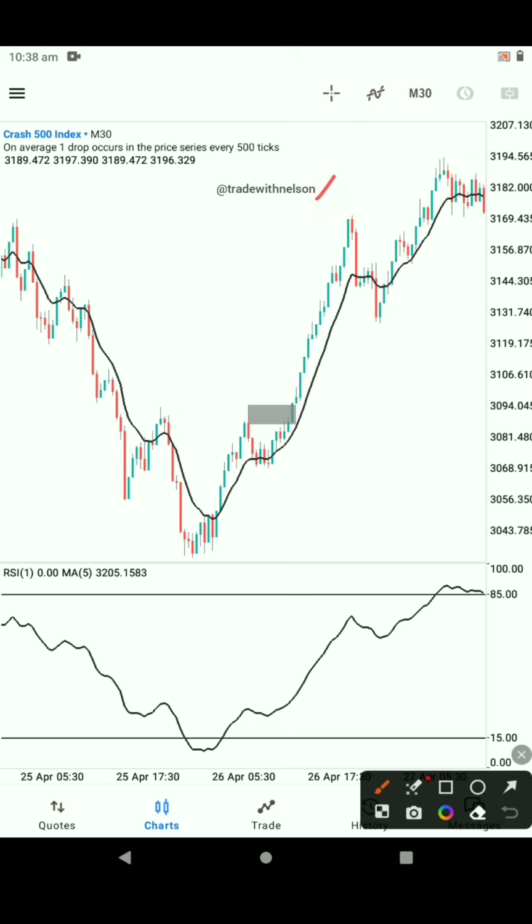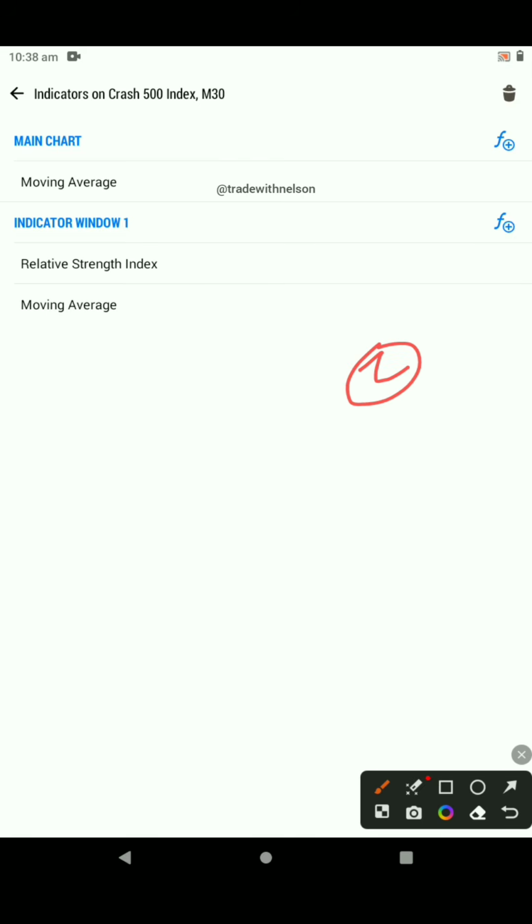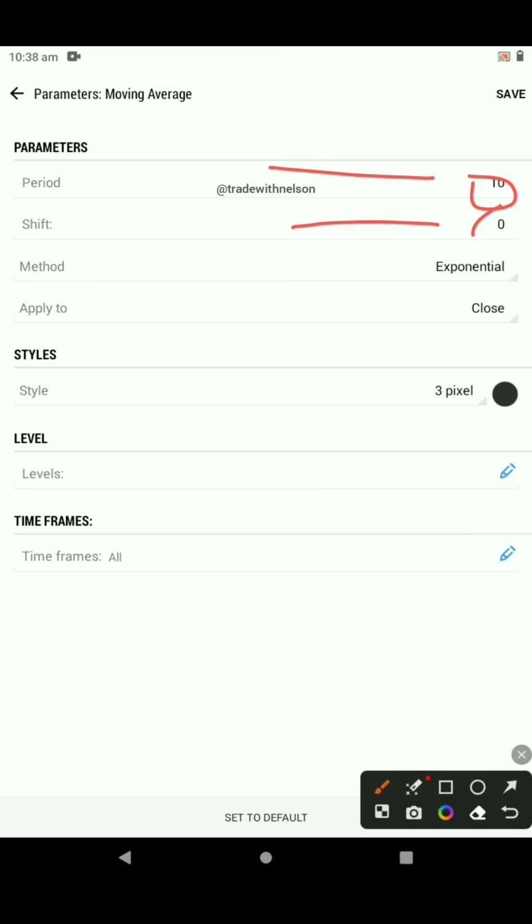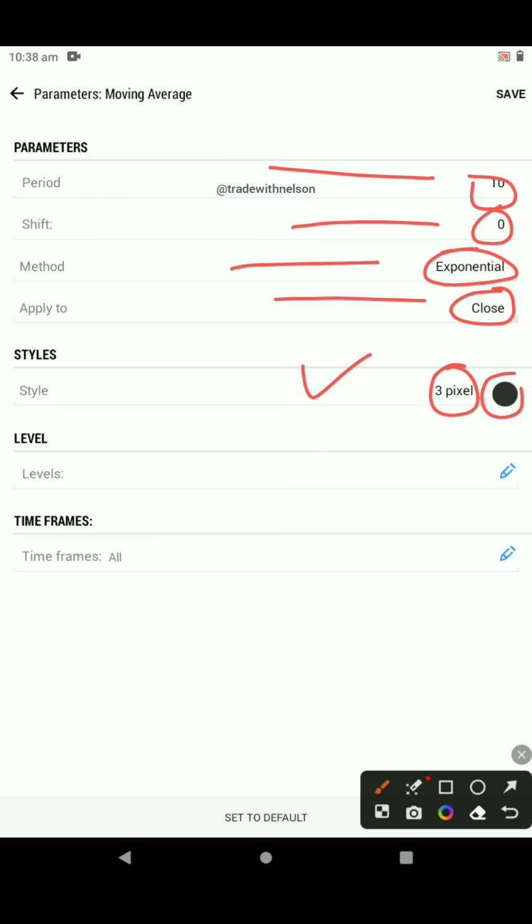First thing you do is to go to this indicator icon over here. As said, I have just 2 indicators. I have the relative strength index and the moving averages. To select the first moving average, click on the F icon on the main chart, moving average. Make your period 10, shift 0, method exponential, apply to close, style 3 pixels, select a color of your choice. After that, click on save.